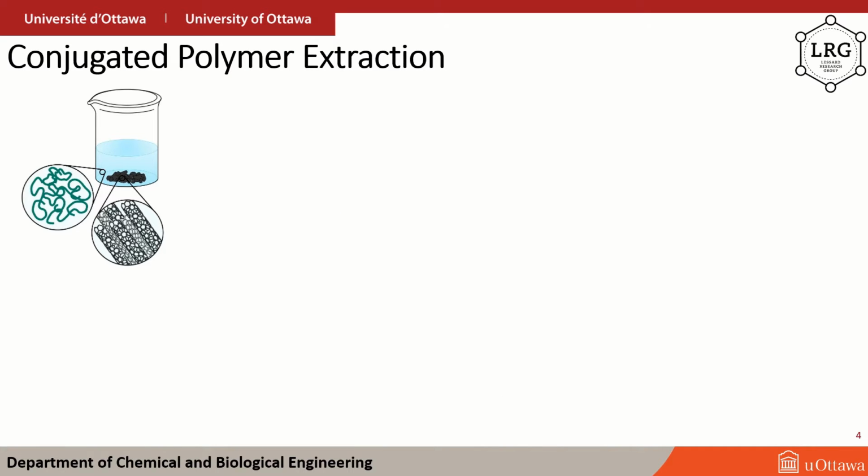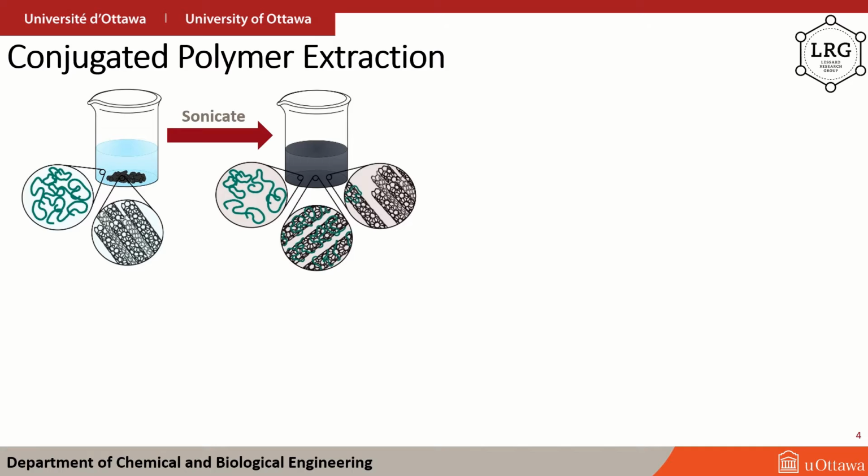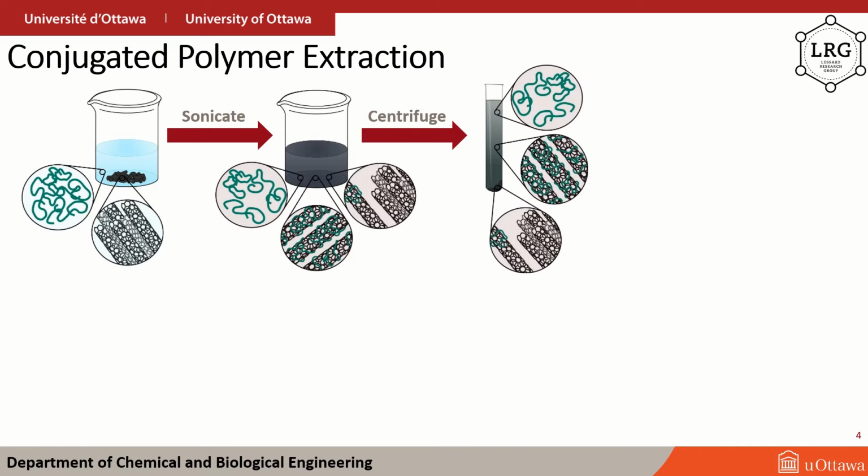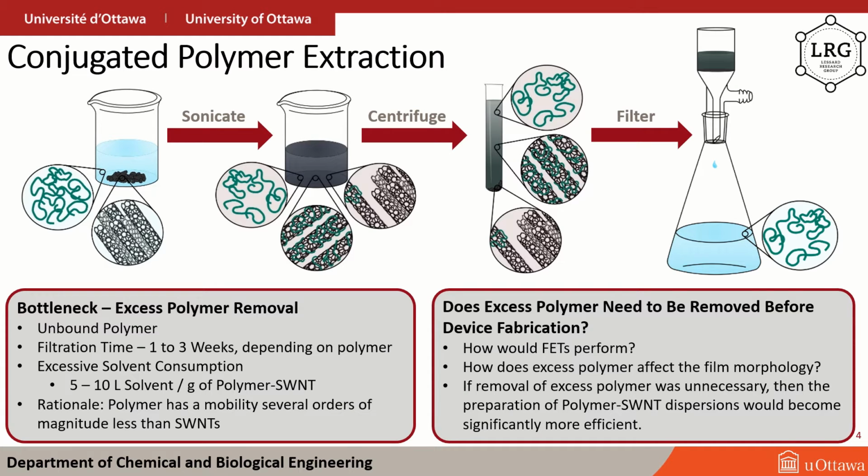Conjugated polymer extraction is a simple and effective means of preparing high-purity dispersions of semiconducting nanotubes. One begins by mixing raw nanotubes and polymer into solvent. Next, the dispersion is sonicated, which causes the polymer to exfoliate and disperse semiconducting carbon nanotubes. Then the dispersion is centrifuged to remove the non-dispersed metallic nanotubes along with other impurities, which remain in large bundles. The last step is filtration, which will be the central theme of my presentation.